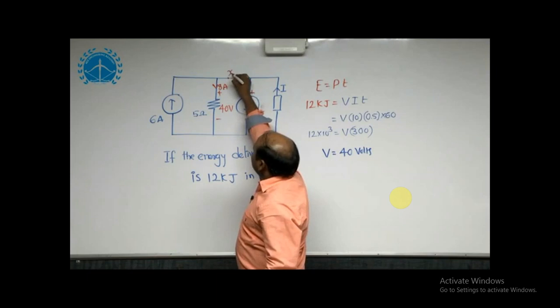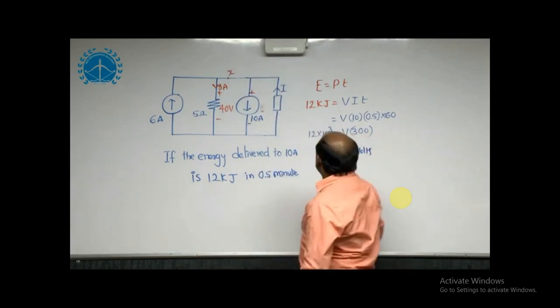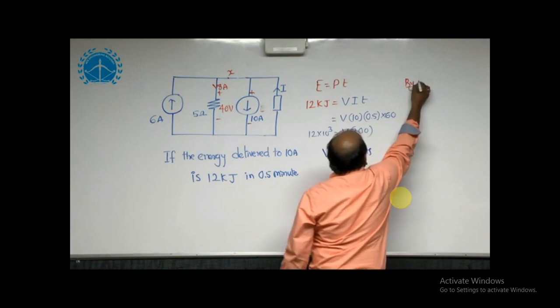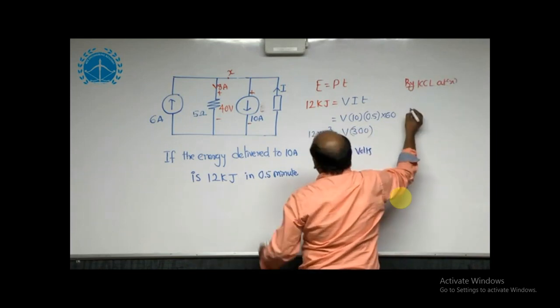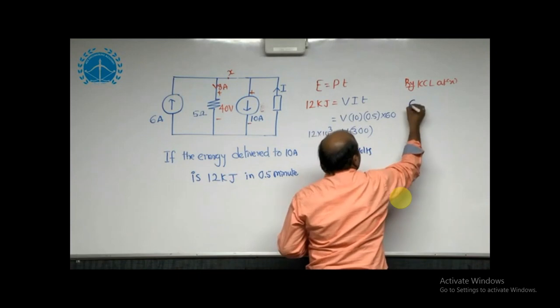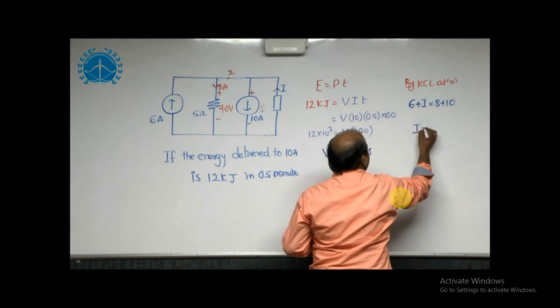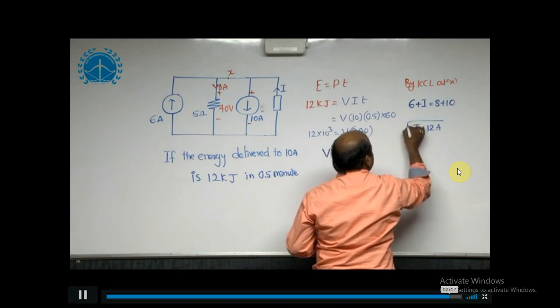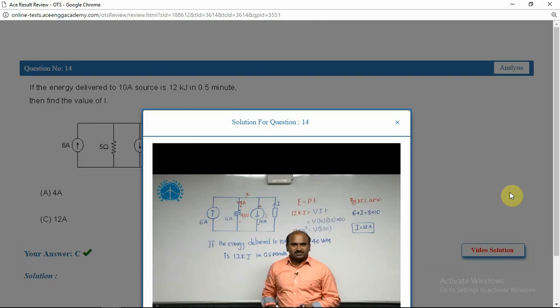To obtain the required value, that is I, we have to take KCL. By KCL at X, incoming current is 6 plus I, which is equal to 8 plus 10, where I is equal to 12 amperes.